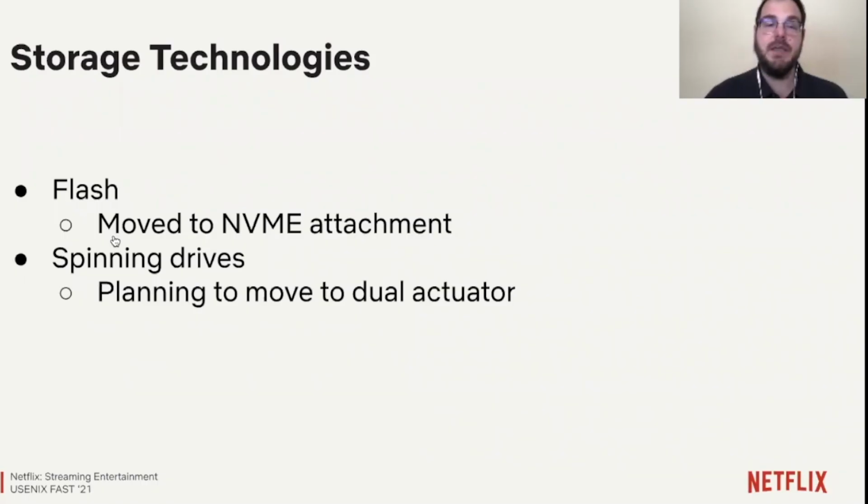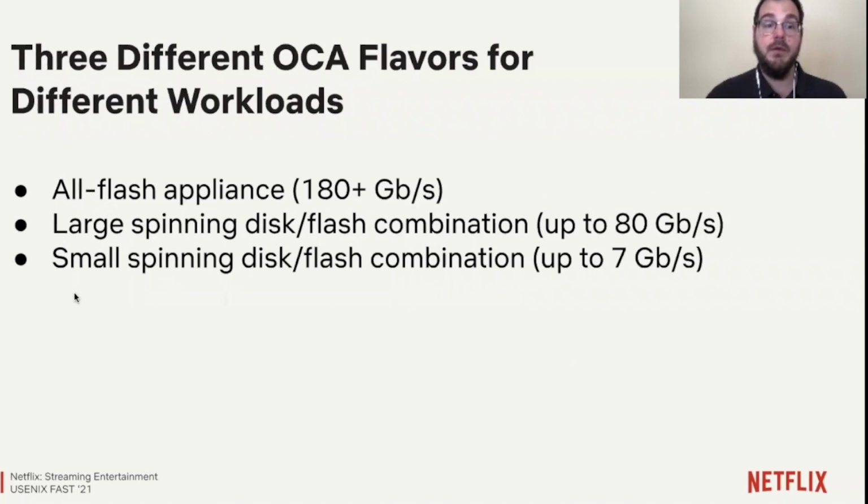All of our systems have some flash-based storage. We've been moving from SATA-attached SSDs to NVMe-attached SSDs. We use hard drives in systems that need to store a larger amount of data. We are moving to use dual actuators, and we're planning to do our first wide-scale deployment of dual actuator drives later this year. We have three different flavors of OCAs for different workloads.